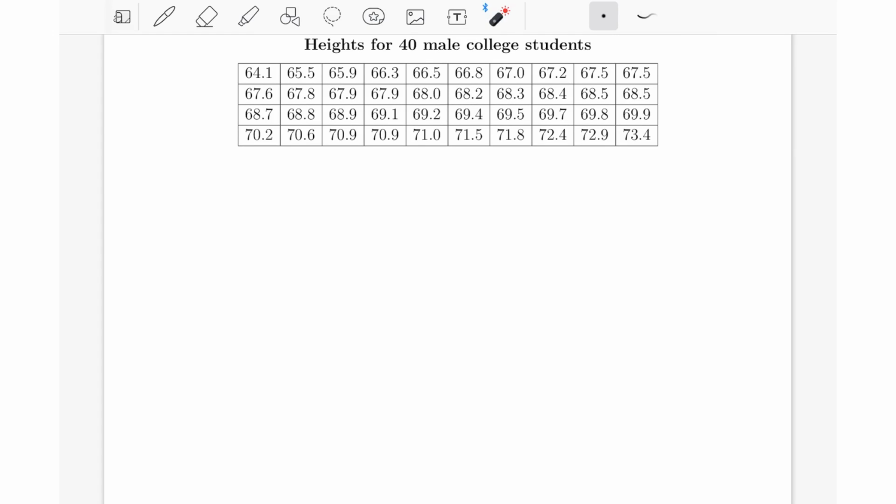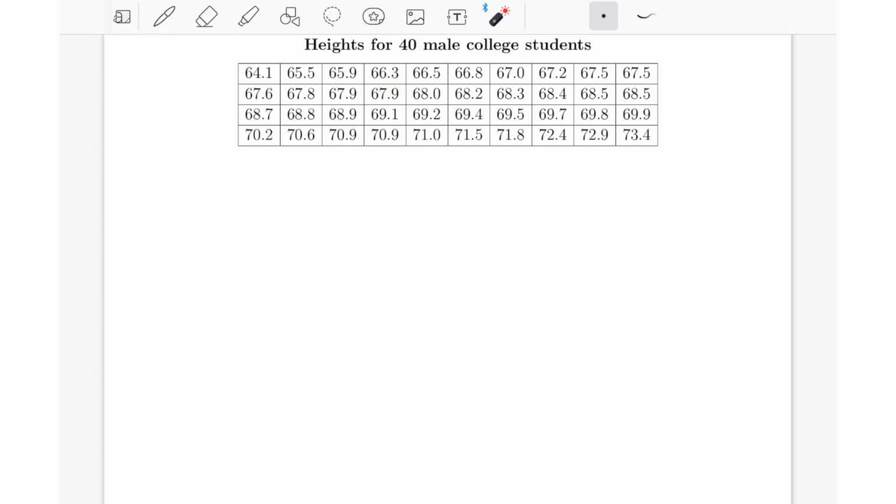And remember, the rightmost digit of each data value is the leaf. So for this first data value here, 1 is the leaf. The remaining digits, which in this case are 64, that is the stem, right? In this case, 5 is the leaf, 65 is the stem. 9 is the leaf, 65 is the stem, right? Hopefully you are getting the idea. The rightmost digit is the leaf, the remaining digits form the stem.